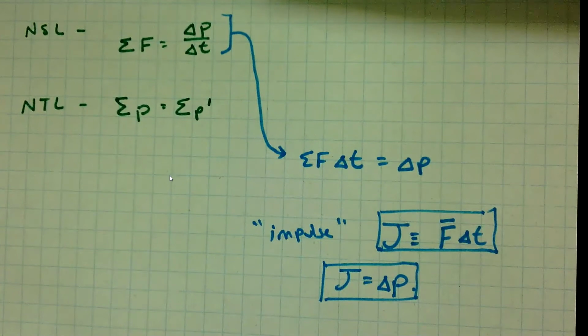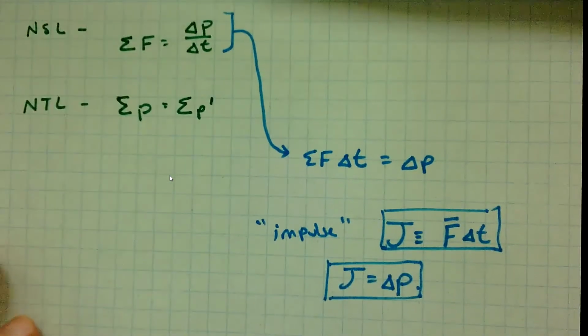So here's an example of an impulse. If you've got a baseball coming at you and you swing your bat at the baseball, you can think about it as the bat applies an impulse to the baseball. However, what a bat does is it doesn't necessarily apply the same force for the same amount of time.